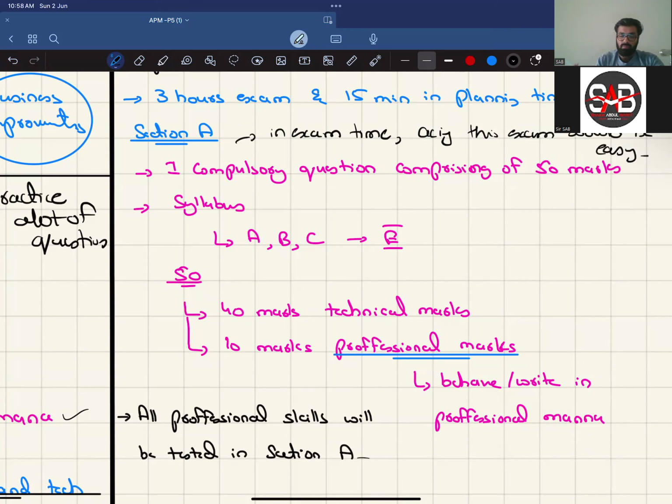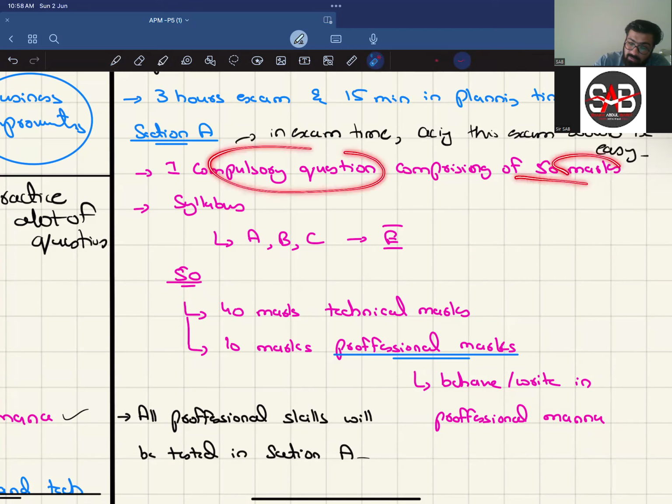So, one compulsory question comprising 50 marks, and that's the game decider question. If you have performed well in this section, you're going to easily pass this paper.